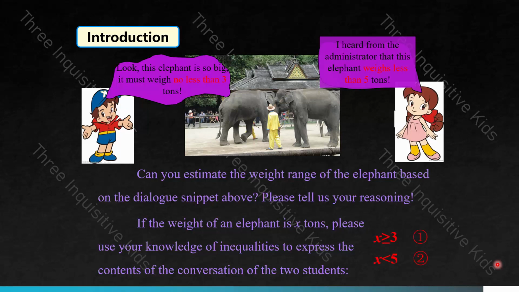So using inequalities, this is what it will look like. If the weight of the elephant is X tons, and we know that it's no less than 3, it can be either greater than or equal to 3. So X is greater than or equal to 3. That's our first inequality. And for inequality number 2, X is less than 5. It says it's less than 5 tons, which means that it cannot be greater than or equal to, so it's less than.